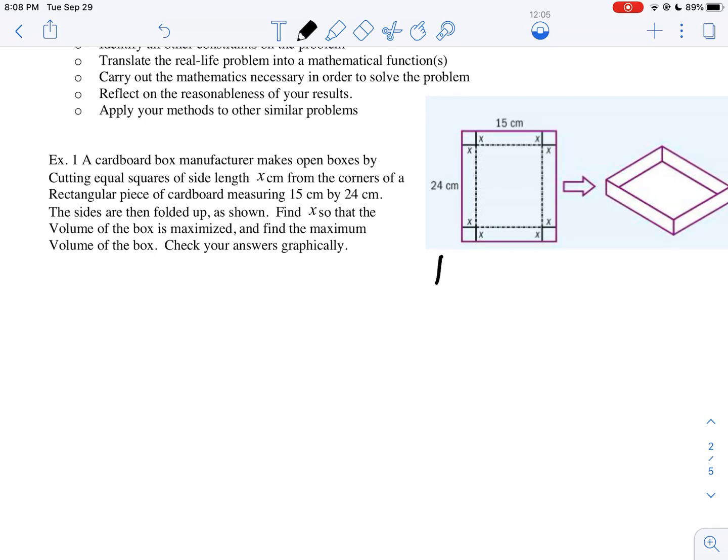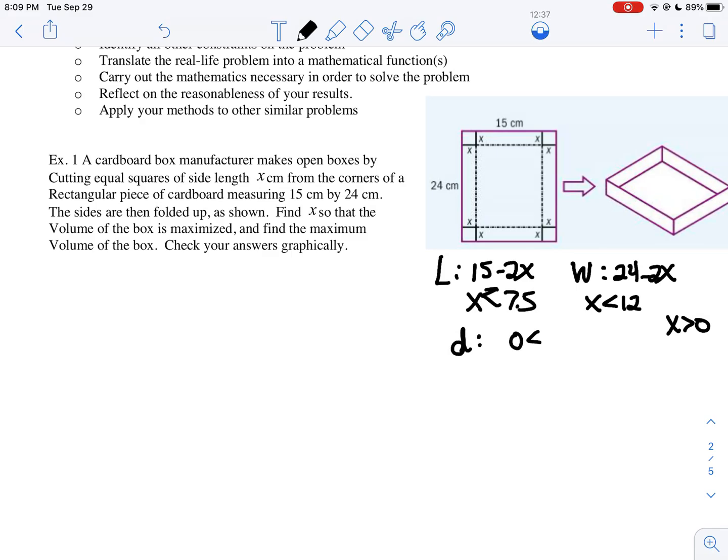Okay, so let's kind of think about this. My length would be 15 minus 2x. My width would be 24 minus 2x. Let's talk here a moment. You know that x has to be positive, right? We need x to be positive. And if I set this equal to 0, I would get x has to be less than 7.5. Here, x has to be less than 12. Otherwise, you're going to get a negative dimension. So my domain has to be bigger than 0, but because I can't get larger than 7.5 on my length, that's going to be my cutoff there.